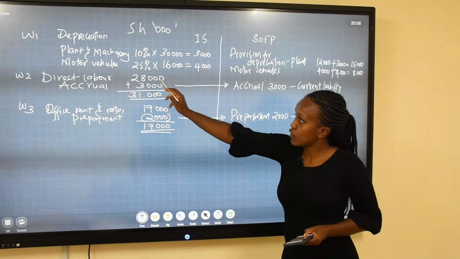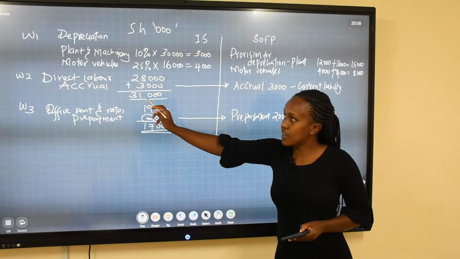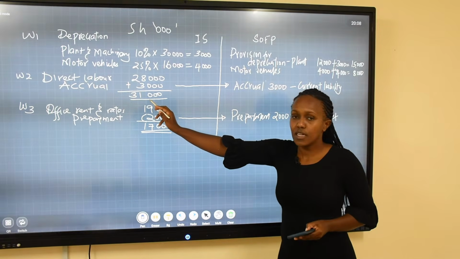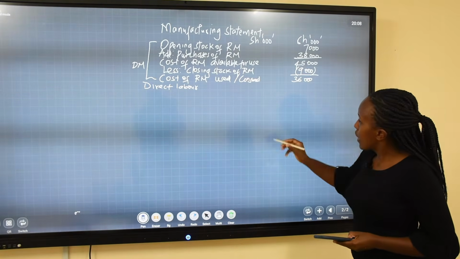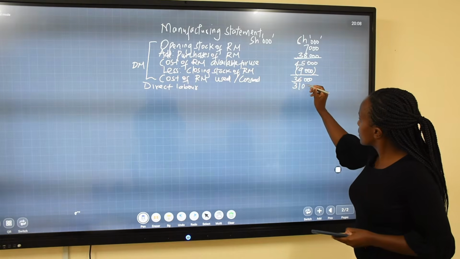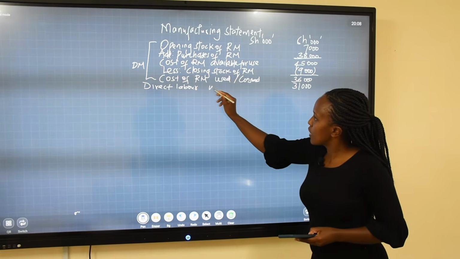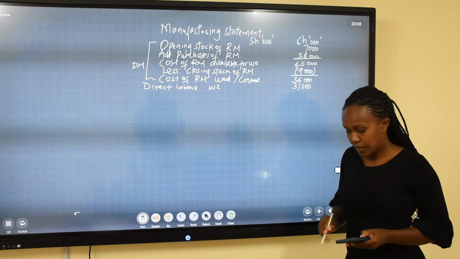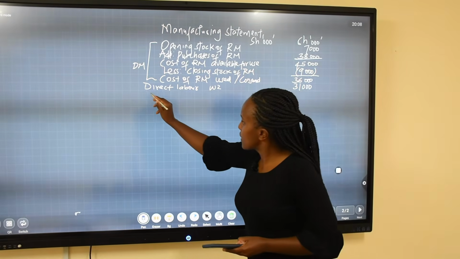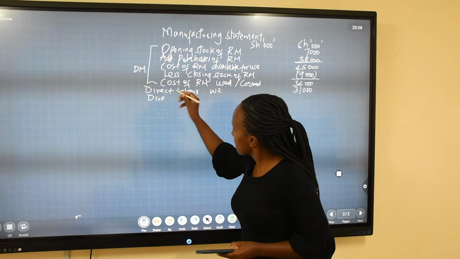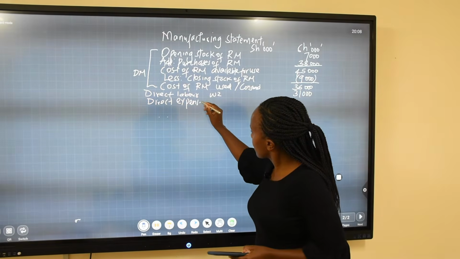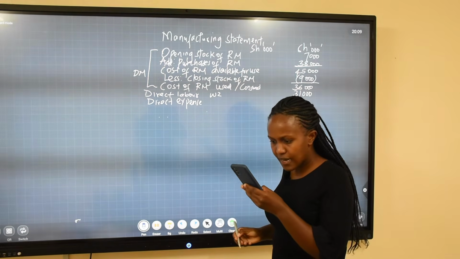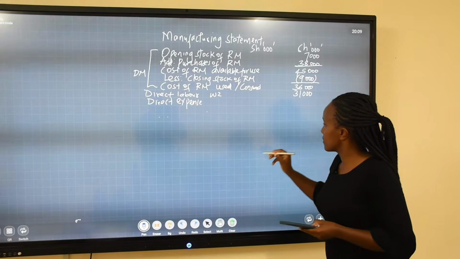Just here, we have shown that direct labor cost had an accrual leading to this working number 2, giving us 31. Therefore, our direct labor here is going to be 31,000. And we are going to write here working number 2. Then we are going to add direct expense. From our question, the direct expense is 16,000.